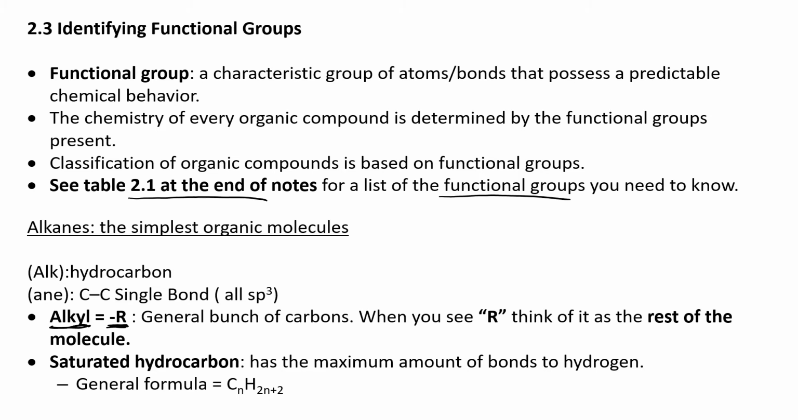For saturated hydrocarbons, we have a general formula that tells us that each carbon contains the maximum amount of hydrogen atoms without exceeding the octet rule. So CnH2n+2. For example, if you have a hydrocarbon with 3 carbons, then the number of hydrogens should be 2 times 3 plus 2, so you have C3H8. That would be propane.